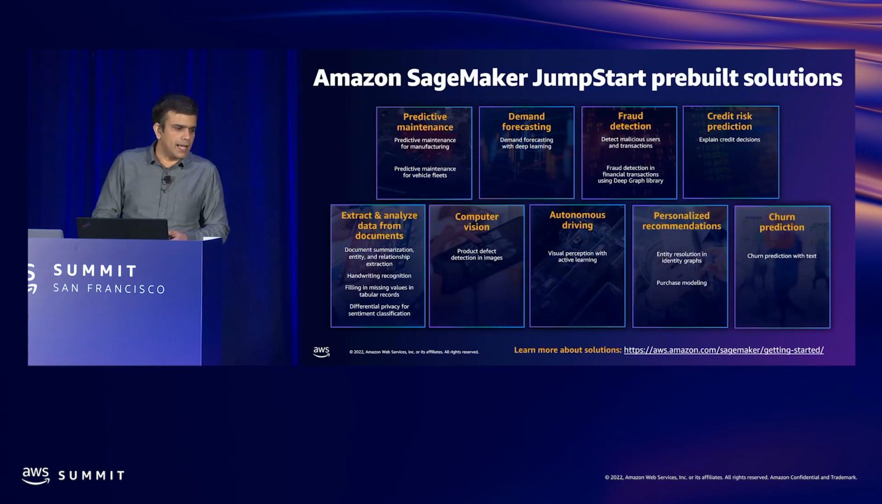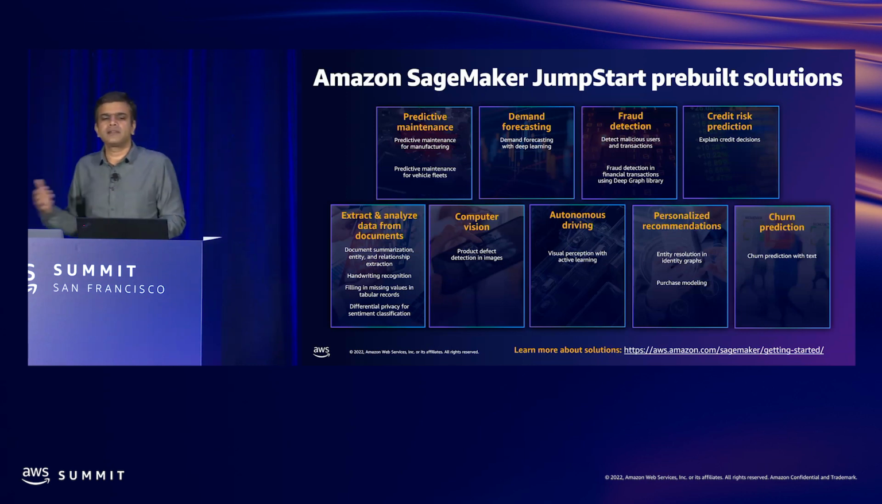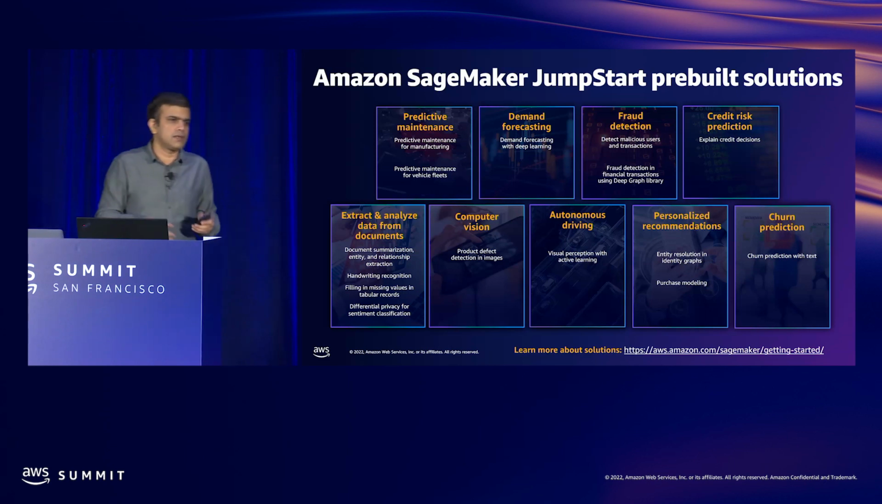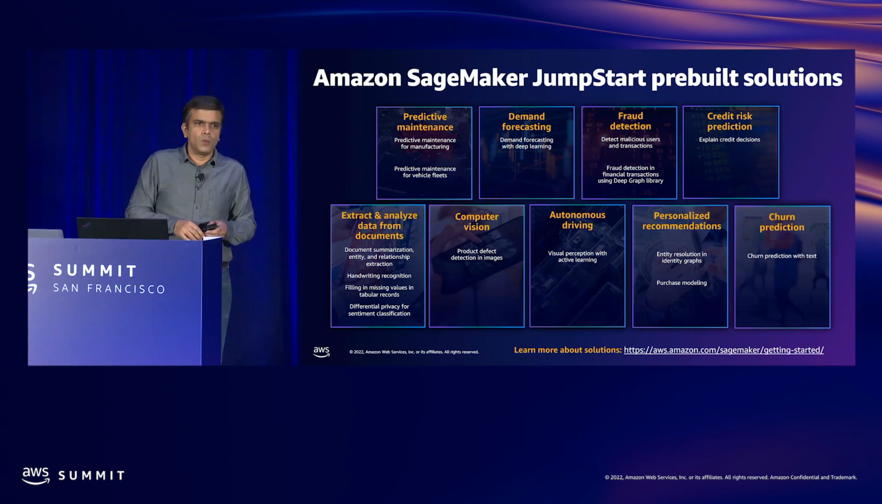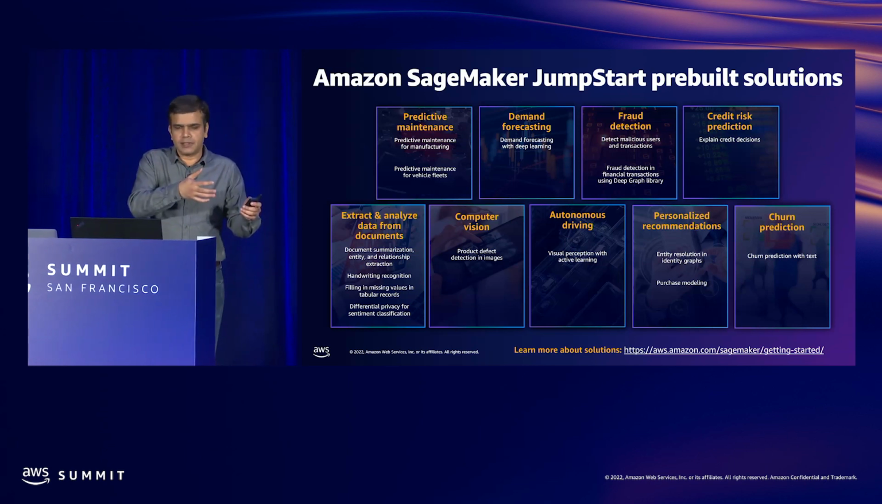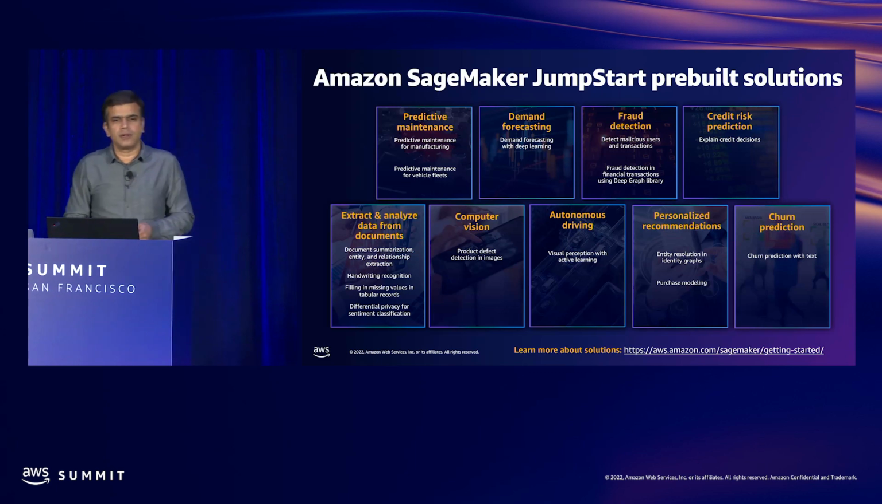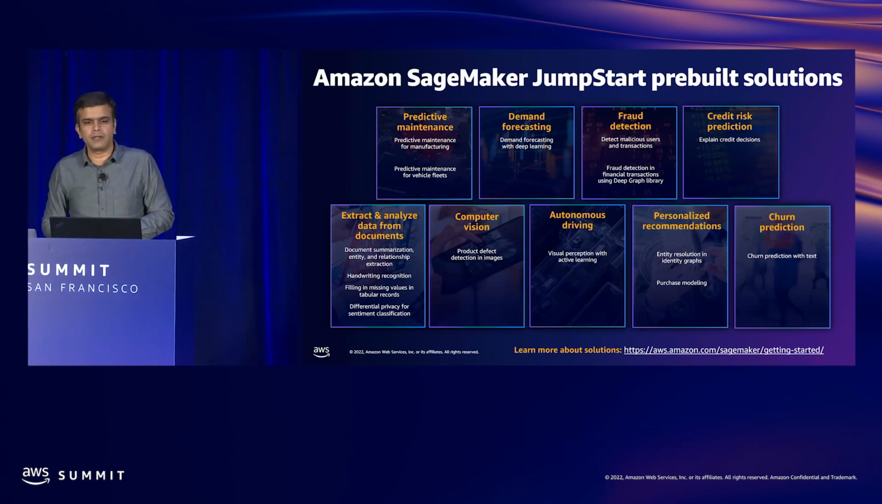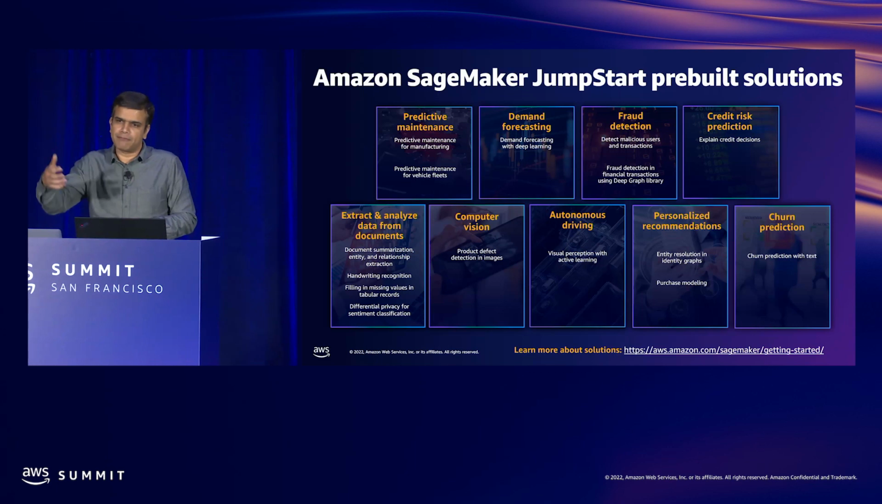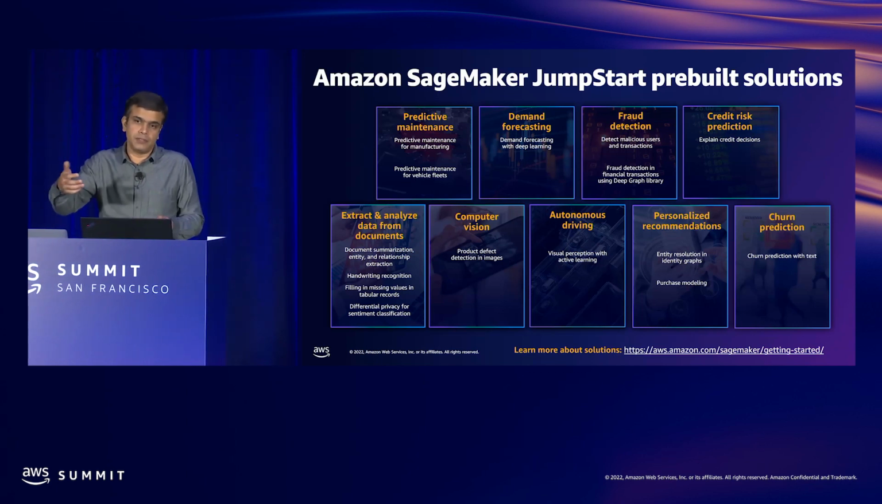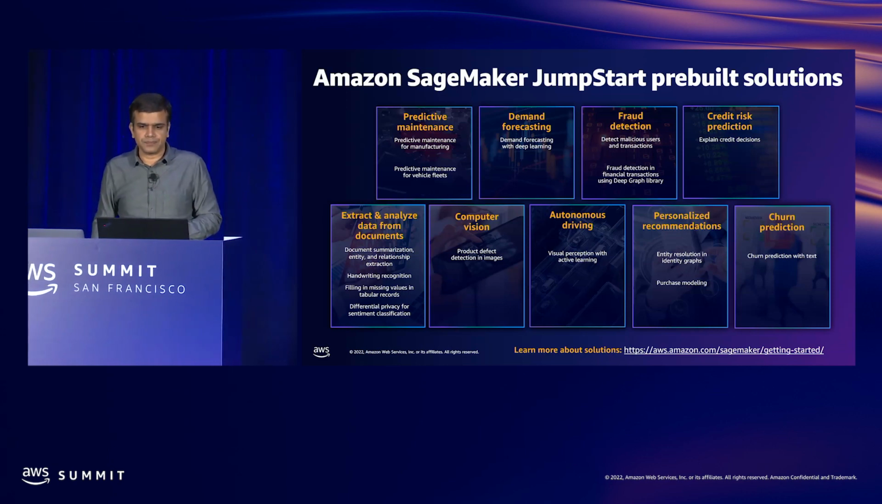Some of the pre-built applications that we have range from predictive maintenance and demand forecasting all the way to churn prediction. These are the more common use cases that we hear across different verticals, right? You can pick and choose these solutions, which come with CloudFormation templates, if you're familiar with deploying them into your AWS environment. And they also come with pre-built datasets, which you're welcome to use, or point them to your own custom dataset and build your solution.